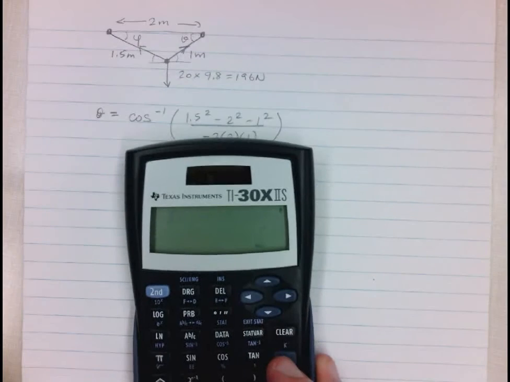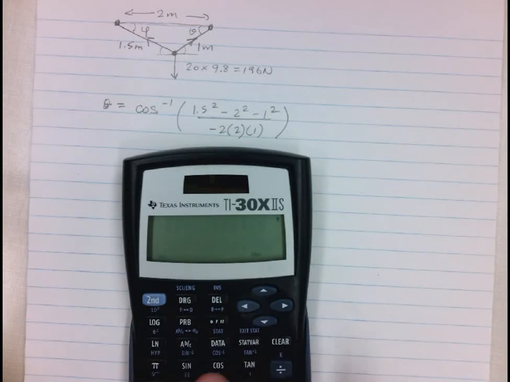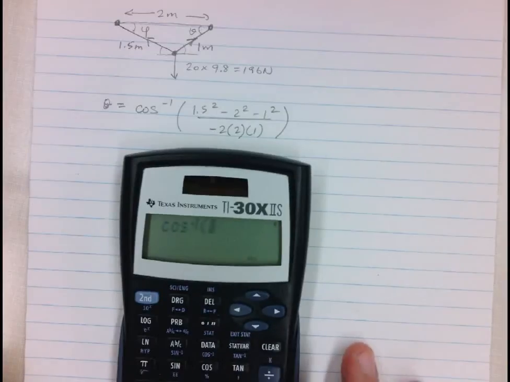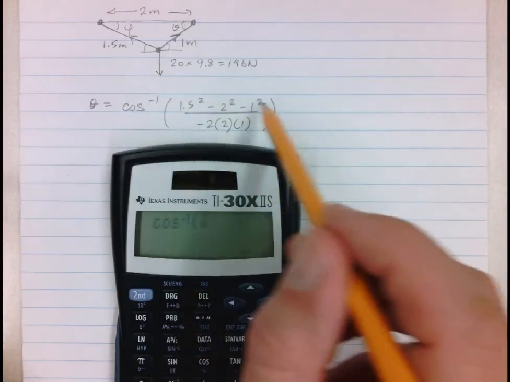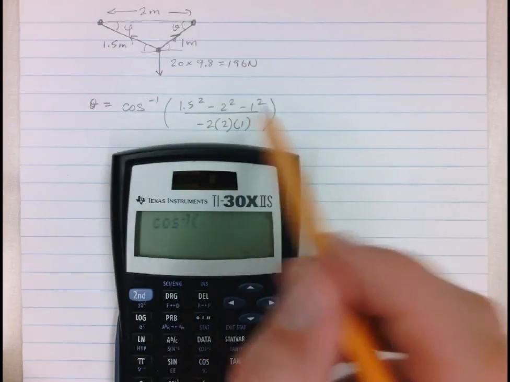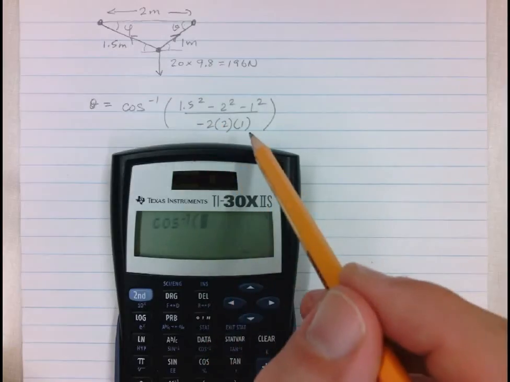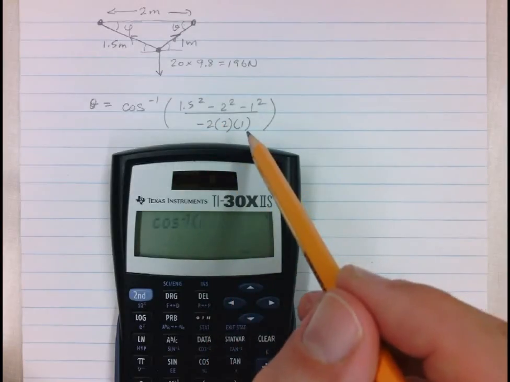So cos inverse. Now you notice my calculator opens up a bracket for me. If yours doesn't, you should be opening it up yourself. The other thing I want to be sure of is that I put the numerator all in a bracket and the denominator in a bracket just to be sure that the order of operations is followed.